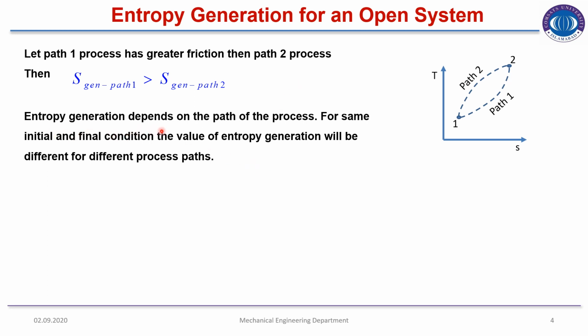So entropy generation depends on the path of the process. As we have shown two different paths, both have different values. For the same initial and final condition, the value of entropy generation will be different for different process paths. Here we have shown that for different paths, because entropy generation is a path function, the value of entropy generation will be different. It will have a greater value for the path that has greater irreversibility or frictional effect.